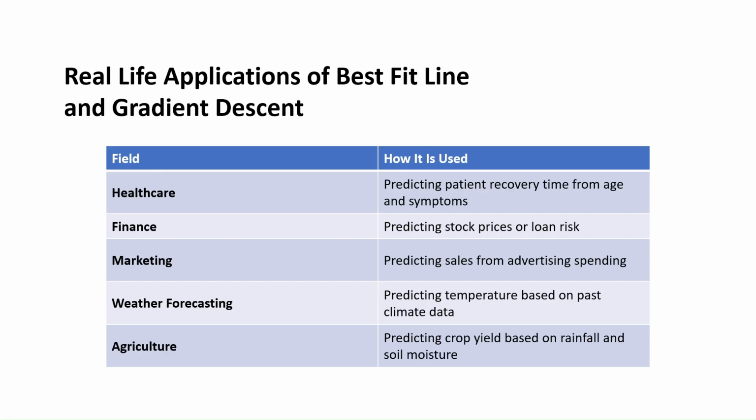Next is weather forecasting. Here we analyze past climate data to predict future temperature and weather conditions. This helps warn people in advance about storms, heat waves, or heavy rainfall. Then next is agriculture. Agriculture is mainly for farmers. Farmers and agricultural scientists use regression to predict crop yield based on rainfall, soil moisture, and fertilizer use. This helps us in planning farming activities and improving production.